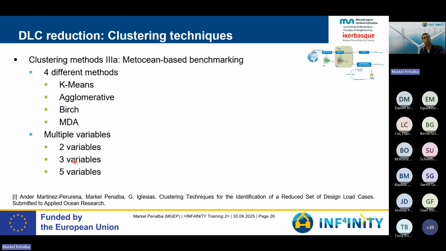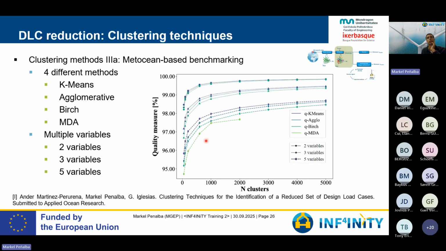So you will see that regardless of the technique we use, increasing the number of variables decreases the quality measure, because reducing this geometric distance is harder and harder as we add new variables. But at the same time, we can see that all the algorithms converge somehow close to the 1,000 number of clusters.